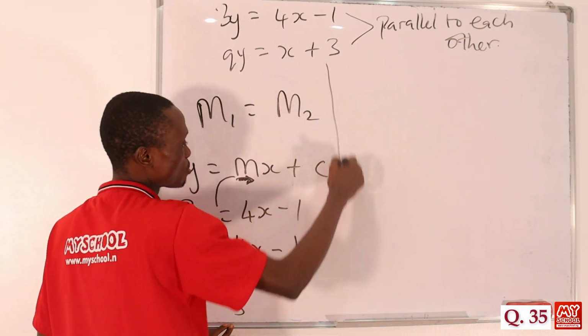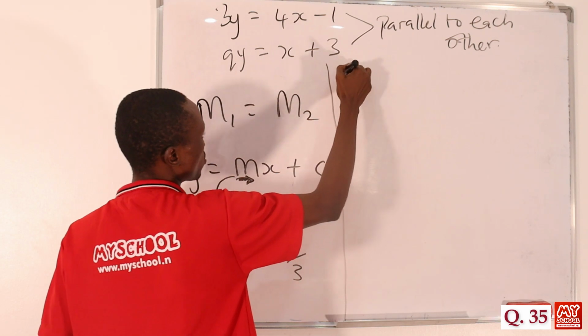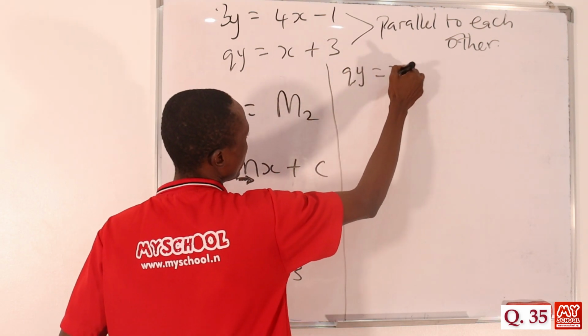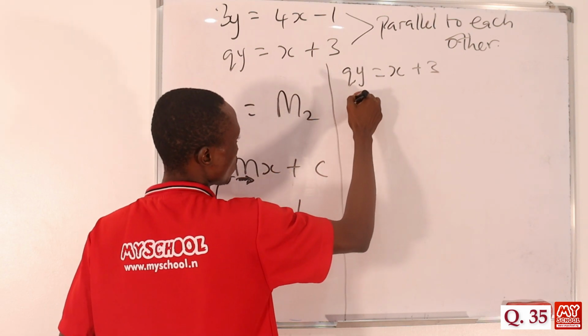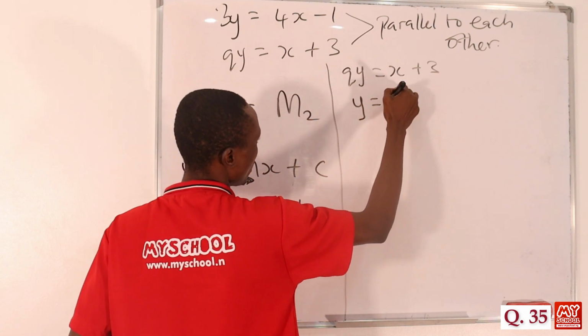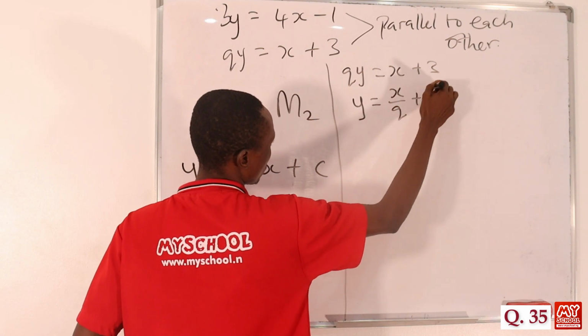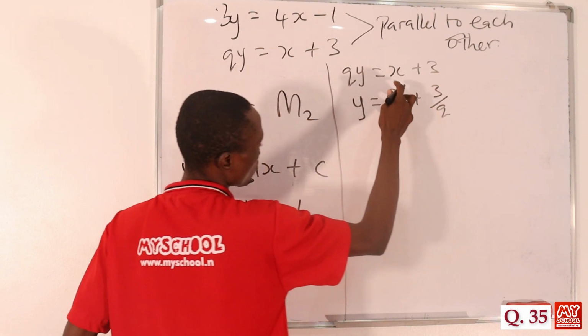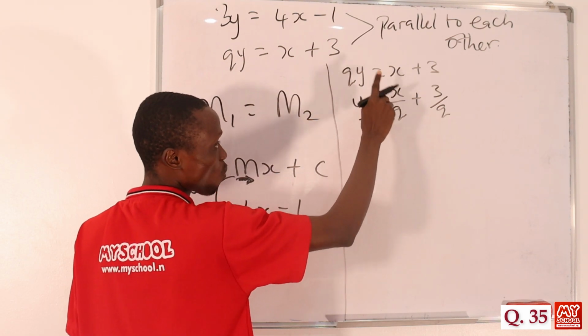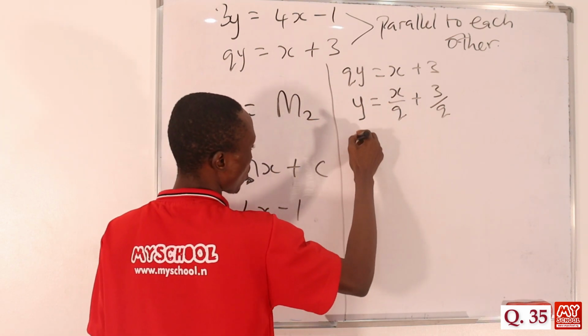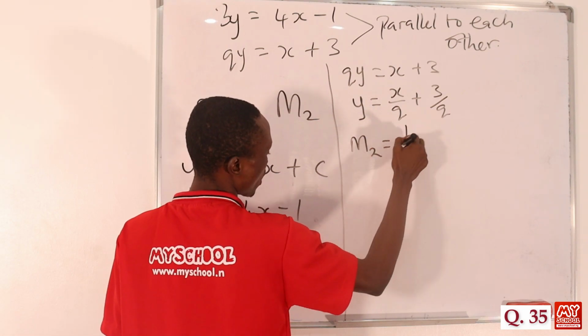Of course, we do the same thing to the second line, which is qy equals x plus 3. We divide through by q, so that here we have y and here we have x over q plus 3 over q. To bring out the gradient, remember that the gradient here is 1 over q. So our m2 is equal to 1 over q.